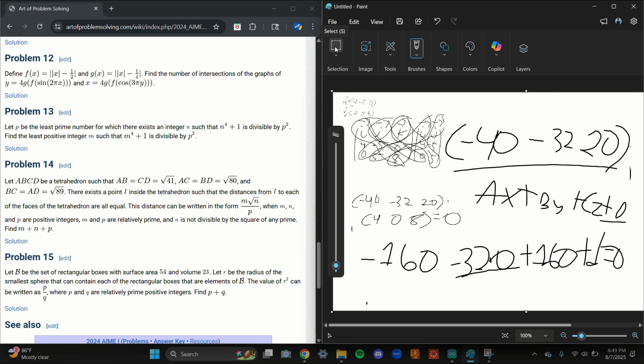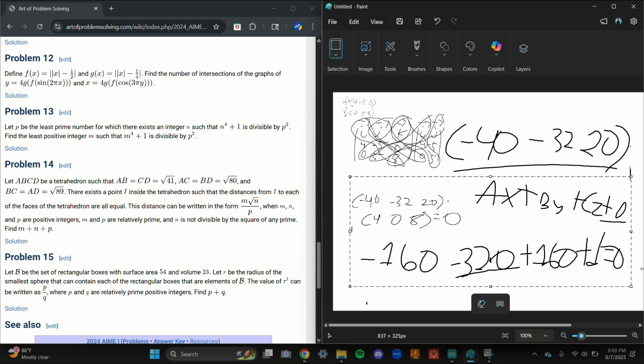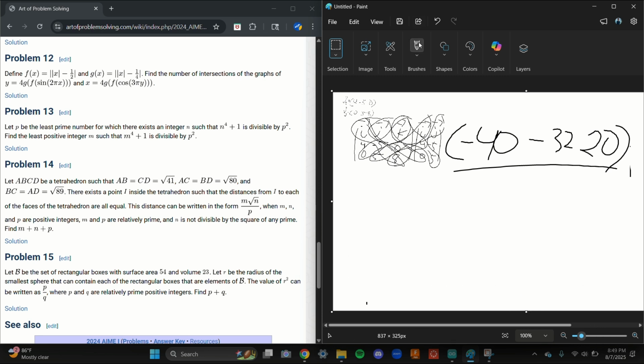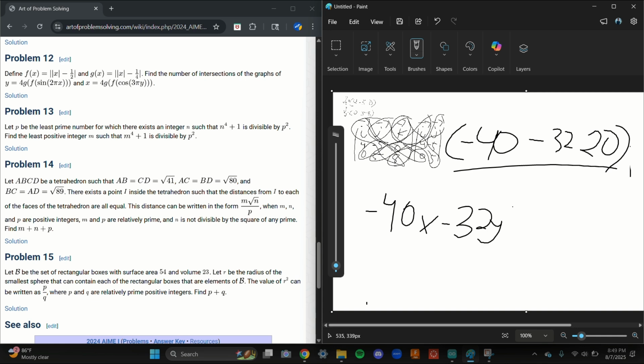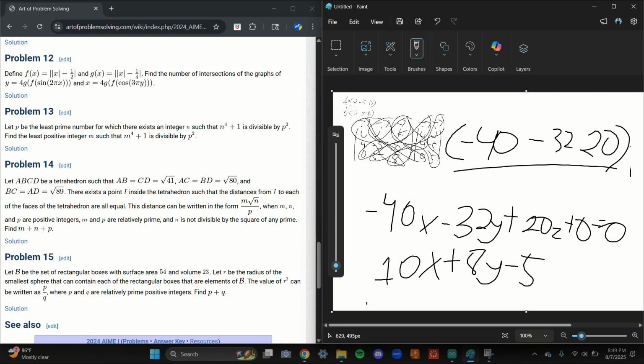Okay, so now that we found d, we can take this cross product and say the equation of the plane is going to be negative 40x minus 32y plus 20z plus d, which is 0, is going to be equal to 0. So this is the equation of the plane. And then we can just divide by 4 to get 10x plus 8y minus 5z equals 0. So this is the equation of plane ABC.